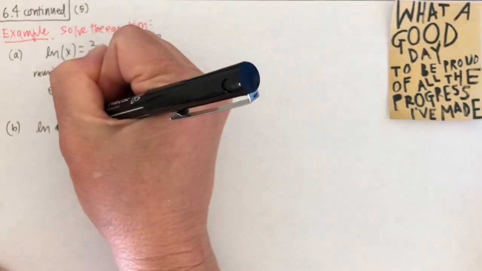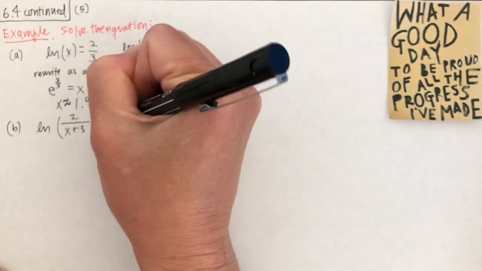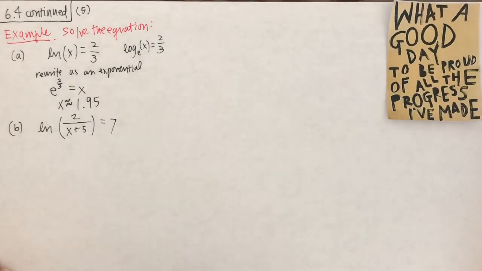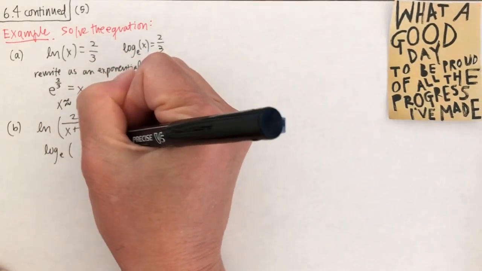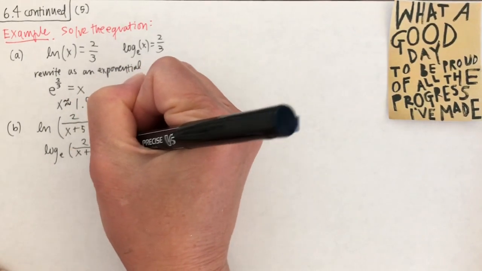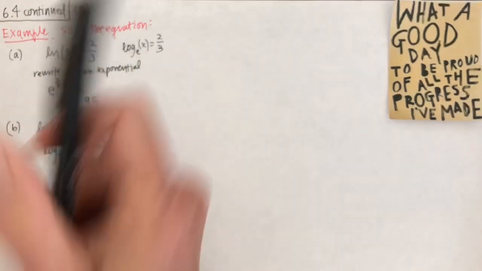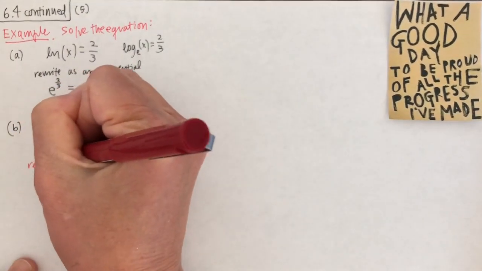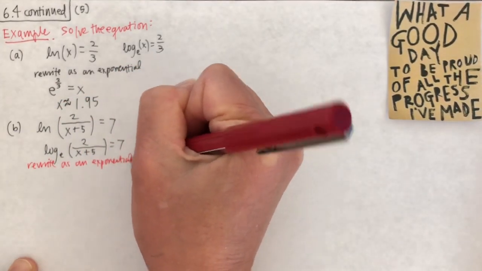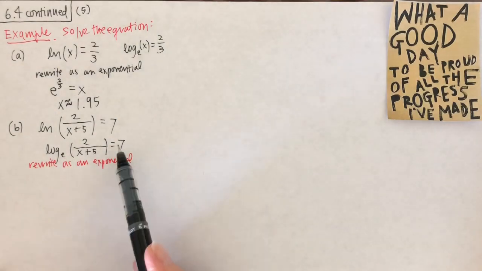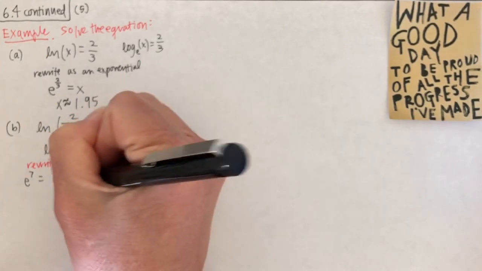All right, let's solve this equation. Natural log of 2 over x plus 5 equals 7. And again, we're going to think of this as just a shorthand way of writing log to the base e of 2 over x plus 5 equals 7. And we need to solve it for x. So we rewrite as an exponential. And it becomes this little base to this power equals this. So e to the 7th equals 2 over x plus 5.